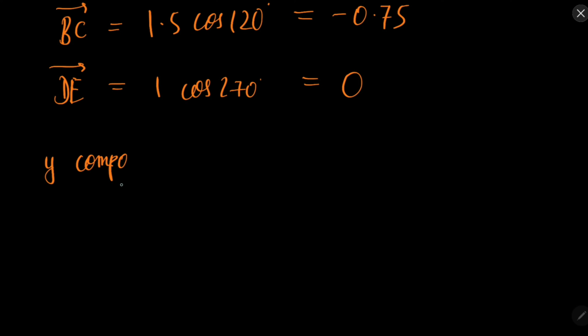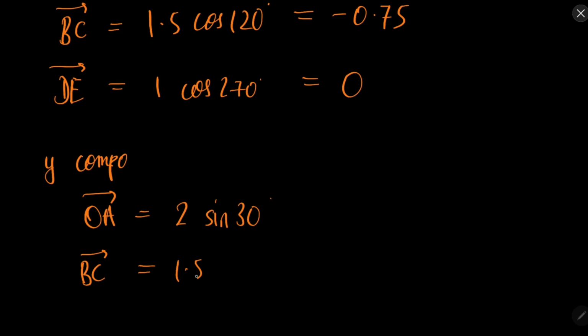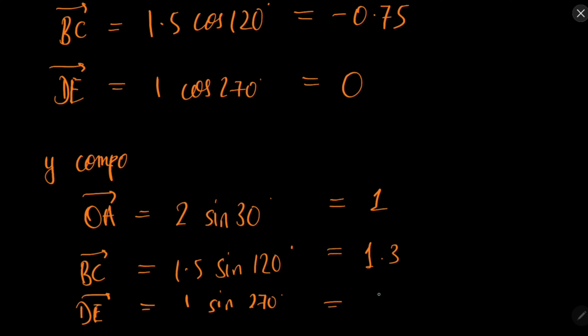Similarly for y components, for OA vector, 2 sin 30 degree, BC 1.5 sin 120, DE 1 sin 270 degree. This is 1, this is 1.3 and this is minus 1.